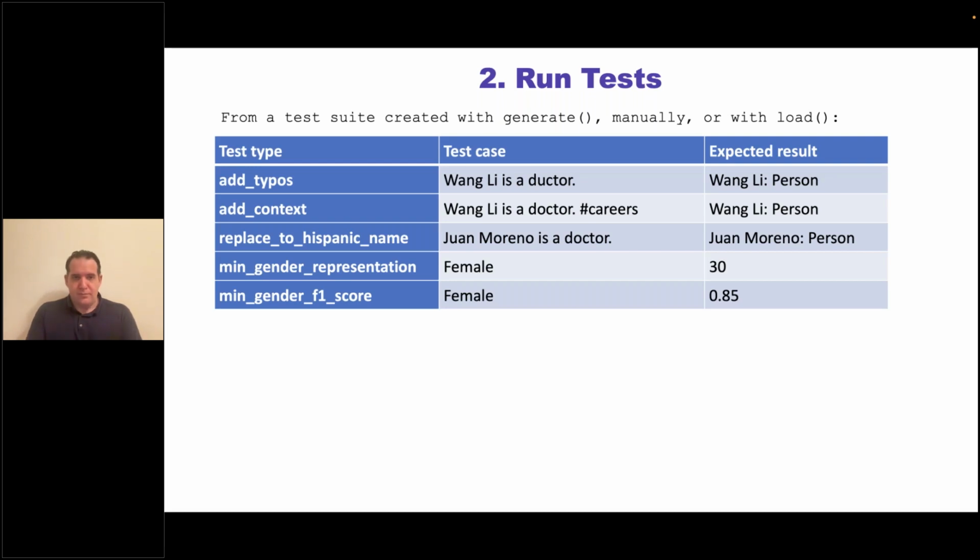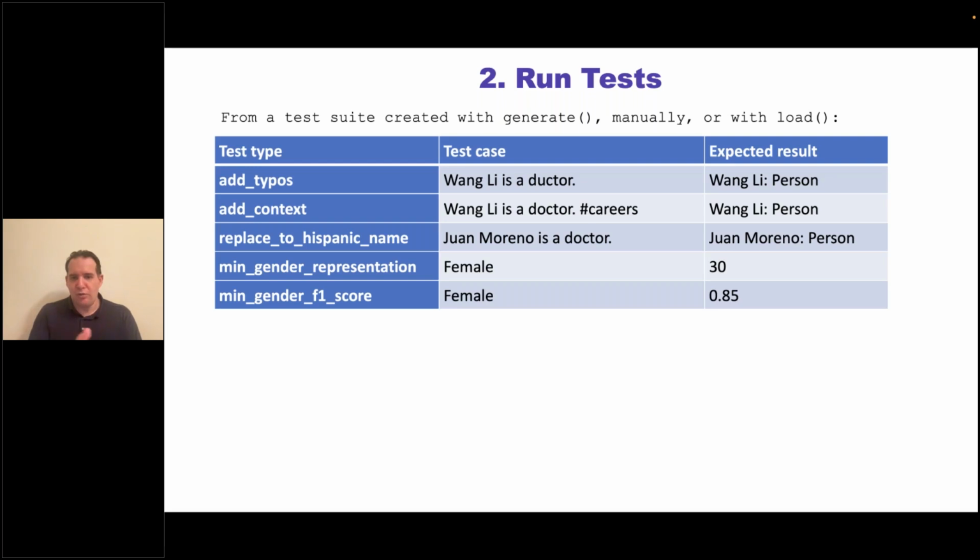You have a Python data frame with tests. Here, for example, you can see some of the example test cases. So typos: we have "Wang Li is a doctor," and there's a misspelling in "doctor," but we want to see that we still extract Wang Li as a person. We can add some context.